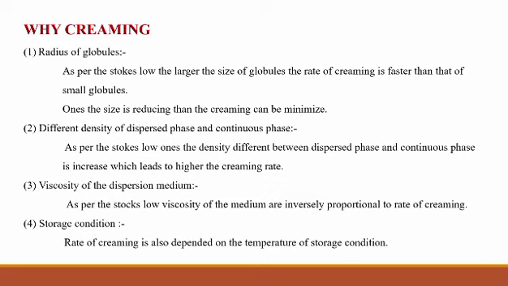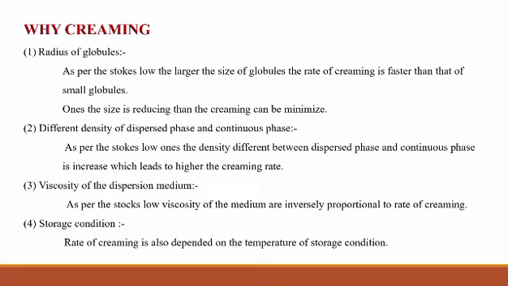Then in this slide, we are going to see the factors affecting creaming. By using Stokes law, we can first identify the effect of the radius of the globules. We can see that V is proportional to R square. So as per Stokes law, the larger the size of the globules, the faster the rate of creaming. When the dispersed globules are larger, the rate of creaming is directly proportional. So when the globule size increases, the rate of creaming also increases. To prevent this, we have to reduce the size of the globules.